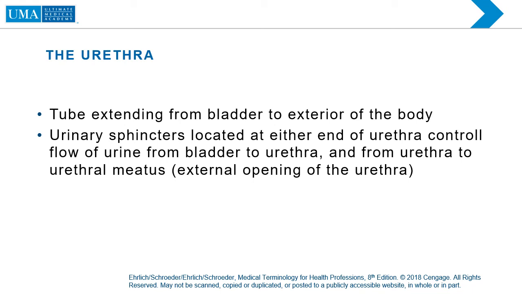Now, looking at the male and female, they both have a urethra, but of course the structure is a little different. The female urethra is approximately 1.5 inches long, and the urethral meatus is located between the clitoris and the opening of the vagina. In the female, the urethra transports only urine. However, in the male, there's some difference. It's approximately 8 inches long, and the urethral meatus is located at the tip of the penis. Here, the urethra transports both urine and semen.